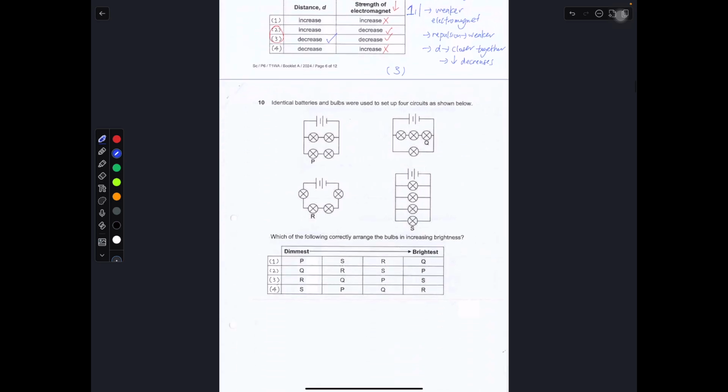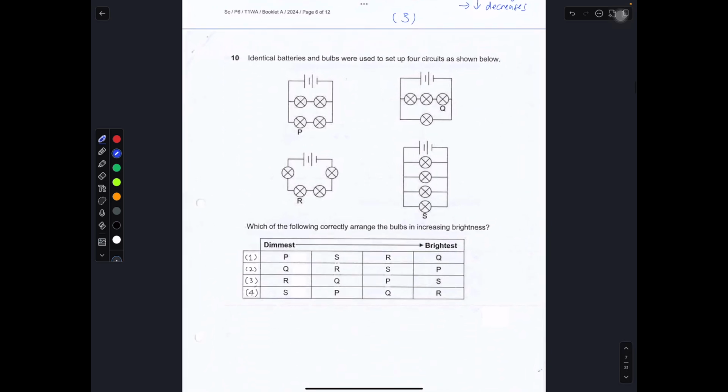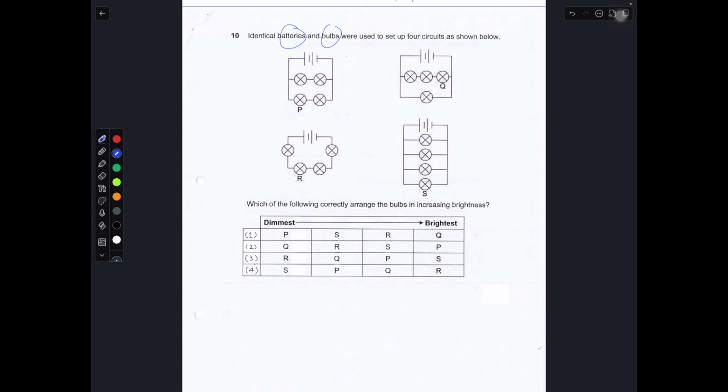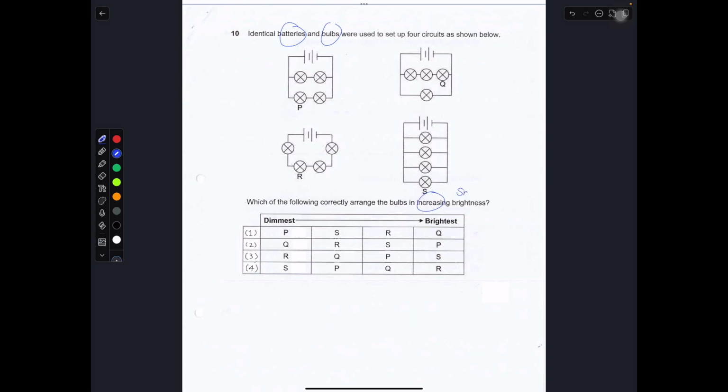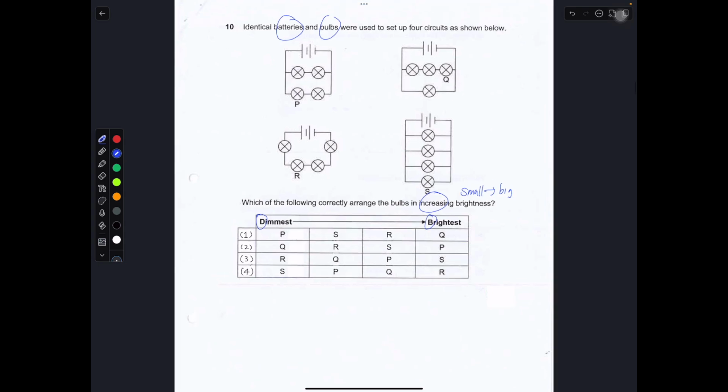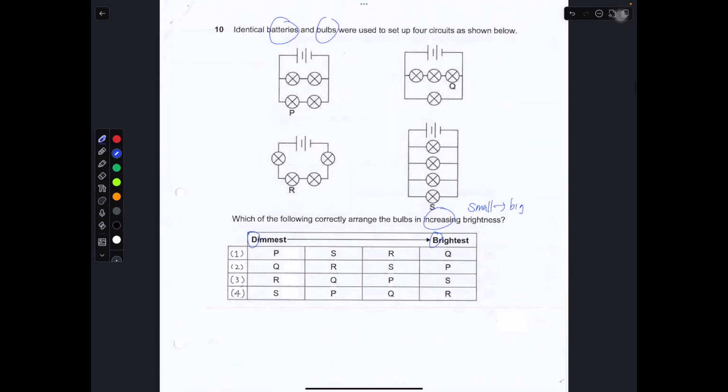Now we move on to question number 10. Identical batteries and bulbs were used to set up 4 circuits as shown below. So we have 4 circuits. Which of the following arranges the bulbs in increasing brightness? Increasing means from the small number to the big number, so it's from dimmer to brighter. So which one will be the dimmer one? Actually, all of them have the same number of batteries.